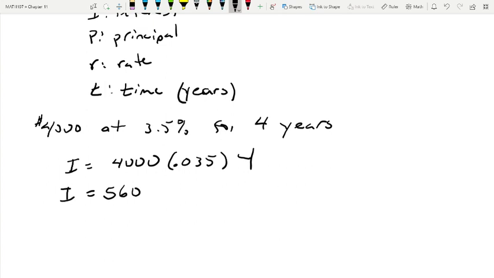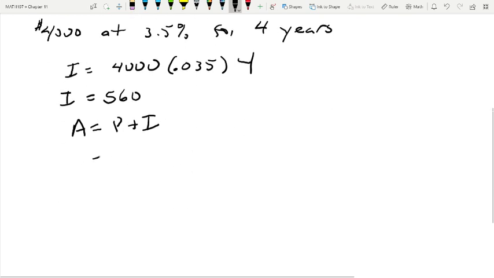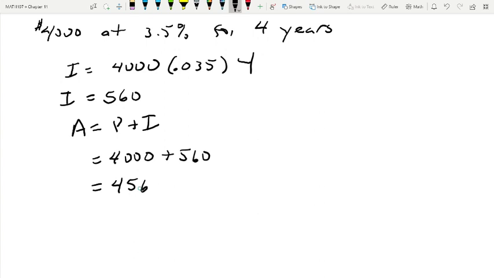Right? And then the amount of money in this account, A, would be P plus I. So this would be the 4,000 plus the 560, and so we would have $4,560 in this account at the end of that time frame.